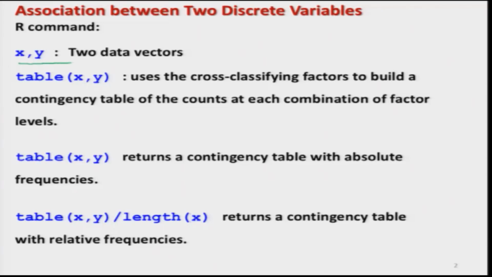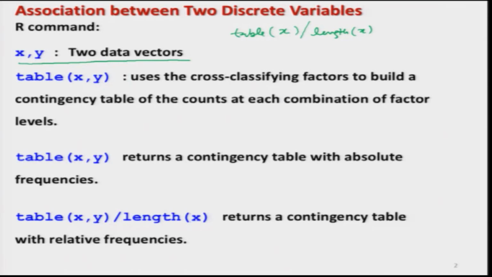So, now first I take the topic of how to construct the contingency table in R software. As usual I will assume that we have a data vector, and suppose we have two data vectors x and y. You may recall that in the case of univariate frequency distribution, if I have the data vector as x, then we used the command table to find the frequency table, and when this table was divided by the length of x, we got the frequency table in terms of relative frequencies.